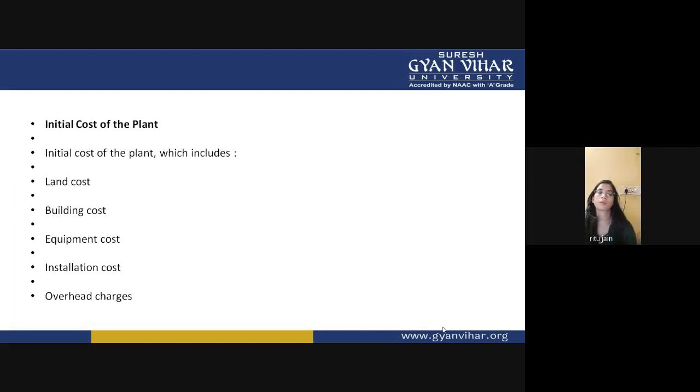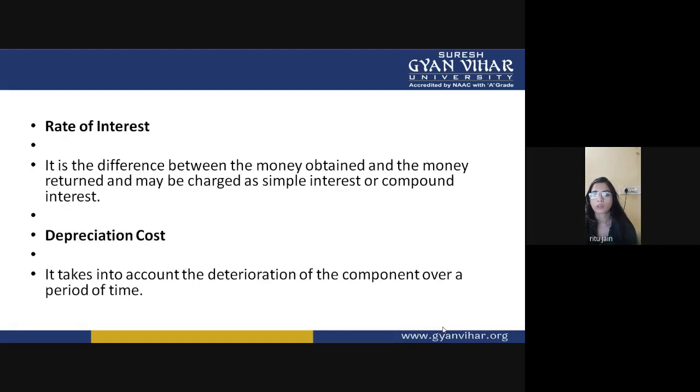Obviously, if you are constructing a power plant, there must be some equipment used when you generate, transmit or distribute electricity. Next is installation cost, which is part of your capital cost, and overhead charges, which are also part of your capital cost. So this is all about the different costs.